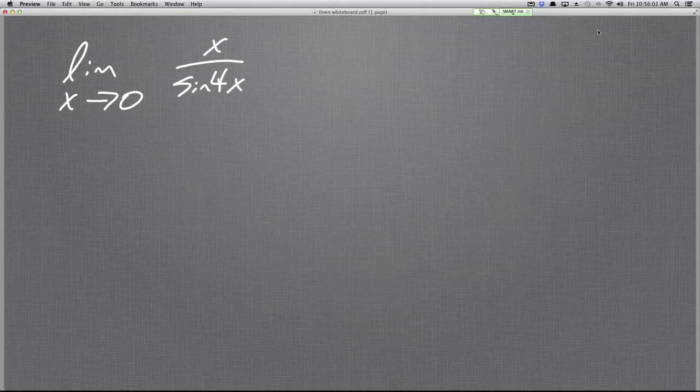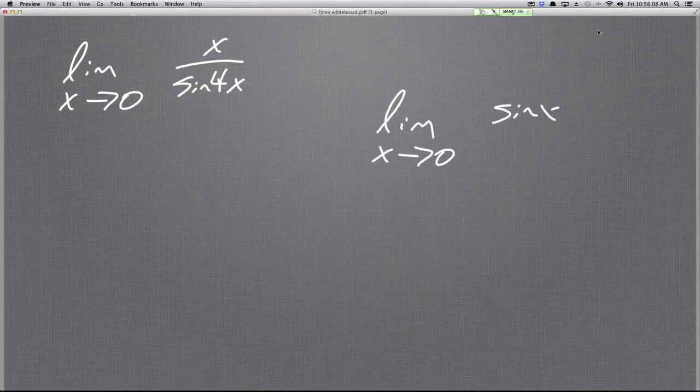Here's what you need to know though. I can always use this limit as long as the top and the inside of the trig function look the same. So if I can make those two things look the same, it doesn't matter if it's sine of 100x over 100x. The limit is always going to equal 1.